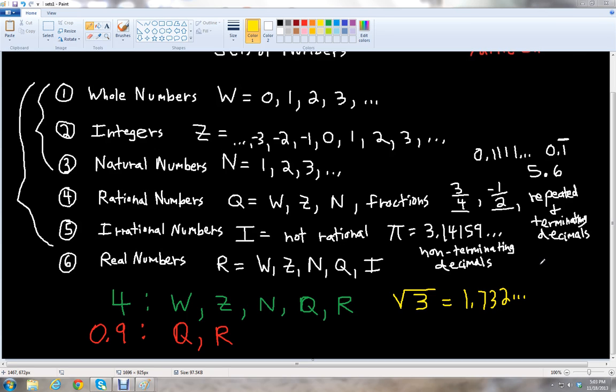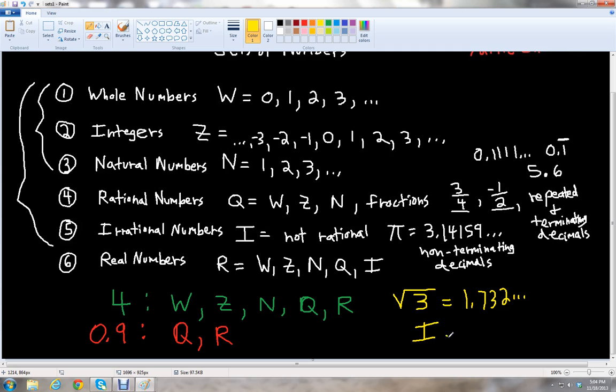So you notice that there's not a repeating decimal. It does not terminate. It's actually non-terminating, and there's no certain pattern. It can't be written as a fraction. So we know that it has to be an irrational number. And it can't be any of the other ones, right? It can't be whole number, integer, natural number, or rational, since there's decimal.